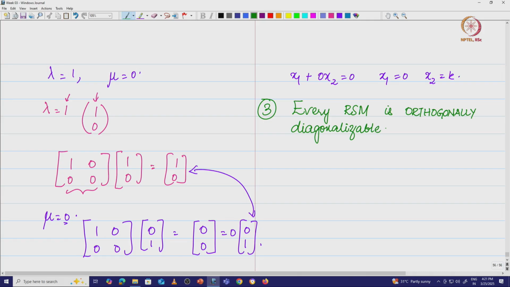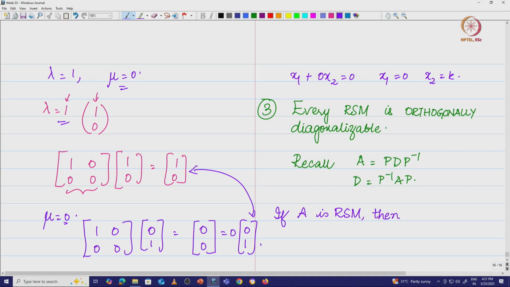Now what do we mean by this orthogonally diagonalizable? You recall we had A equal to P D P inverse, and D is equal to P inverse A P. This is what we had. Now if the matrix A is real symmetric, then we know something. What is that? The eigenvectors corresponding to distinct eigenvalues are orthogonal to each other.